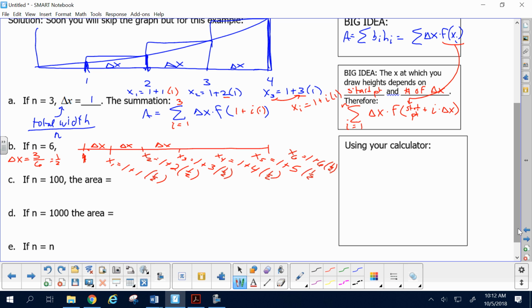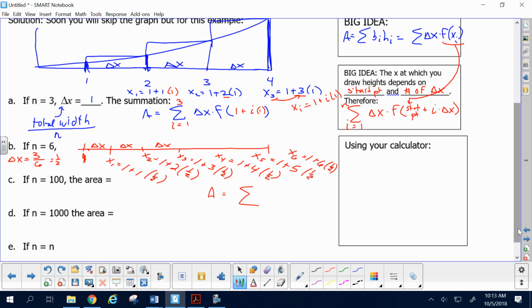Very cool. Okay, so if I were to write this in summation notation for n equals 6, then the area would be the sum of many, again, now think base times height. In this case, what's the base?